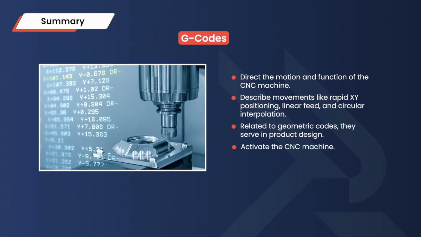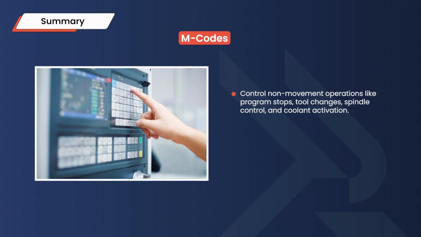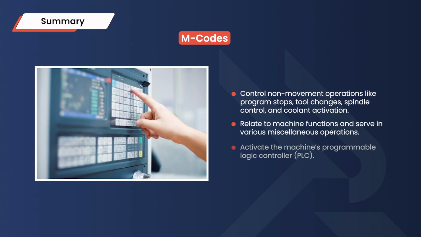Activate the CNC machine. M codes control operations not involving movements, such as stopping programs, changing tools, turning the spindle on or off, and activating coolant systems. Relate to machine functions and serve in various miscellaneous operations. Activate the machine's programmable logic controller.